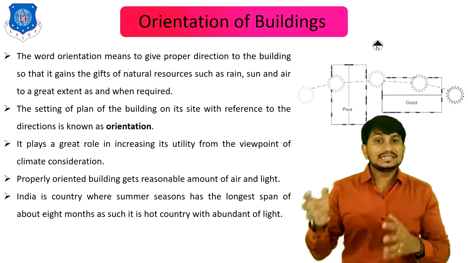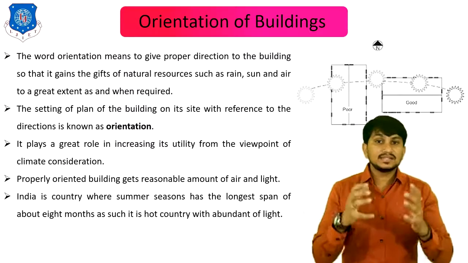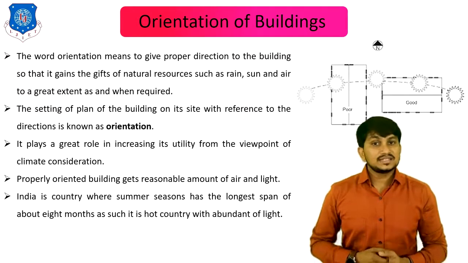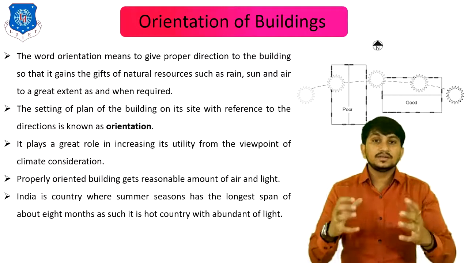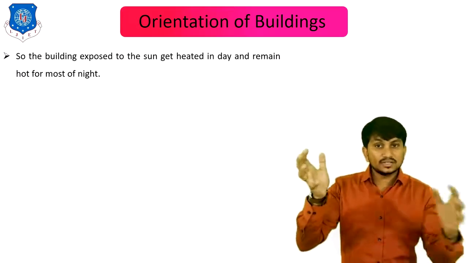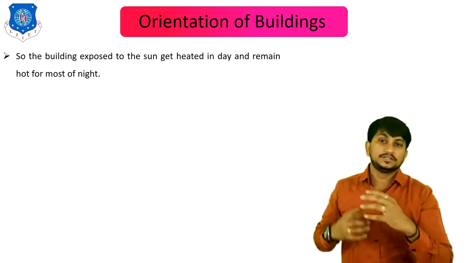A properly oriented building gets a reasonable amount of air and light. India is a country where the summer season has the longest span, about 8 months. As such, it is a hot country with a great number of lights. So a building exposed to the sun gets heated in the day and remains hot for most of the night.